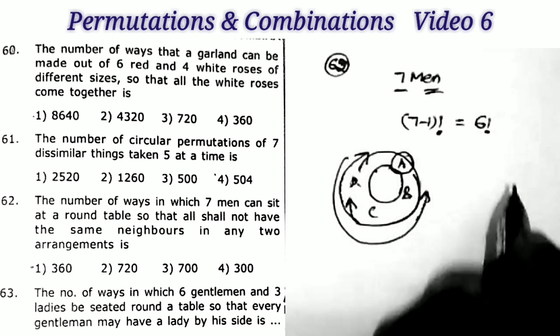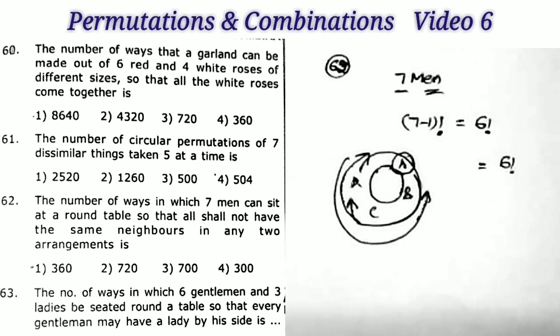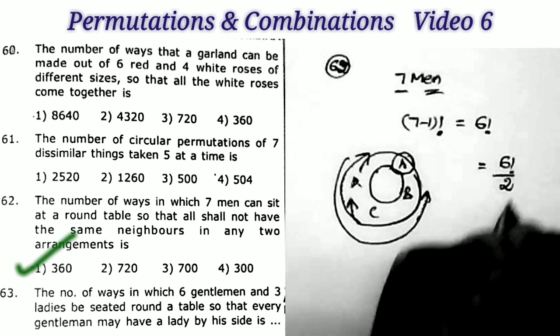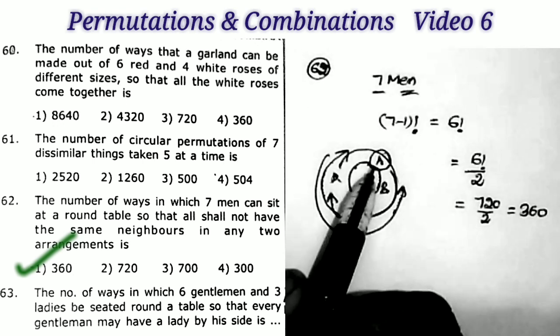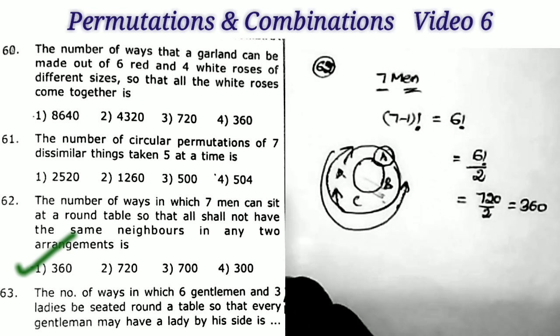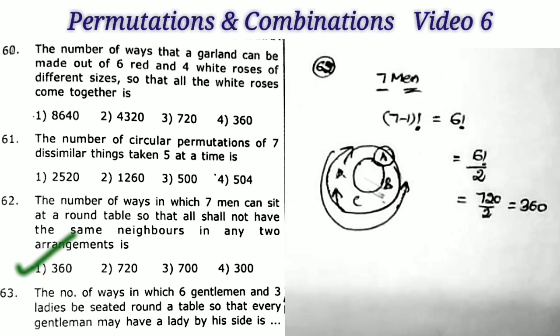Here, what is the condition? All shall not have the same neighbors. That is, simply dividing the answer by 2 gives the required answer. So here we get the same neighbors in both of the two cases. For that reason, we are dividing the total answer by the number 2 to get the required answer. That equals 360, and that is the first option.